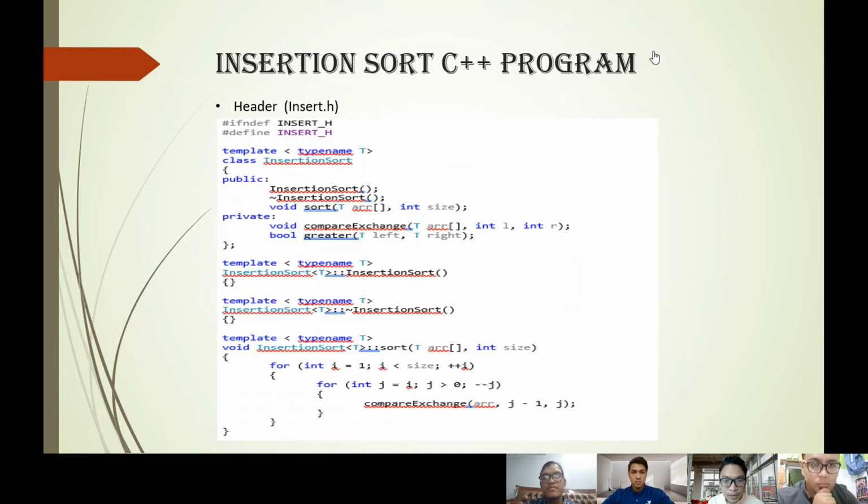I will explain our coding for this assignment. First, we use a template for the implementation. We use the code insertion sort, which is the function for insertion sort, in public, and for private we use compare exchange and greater. You can see the template of insertion sort.